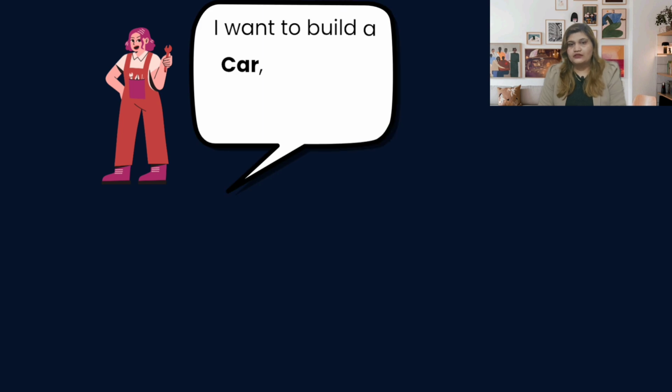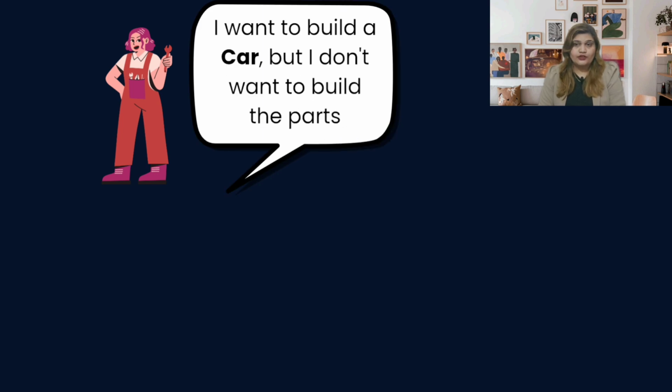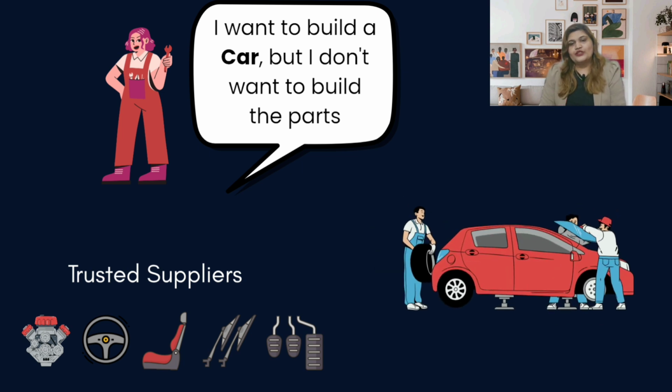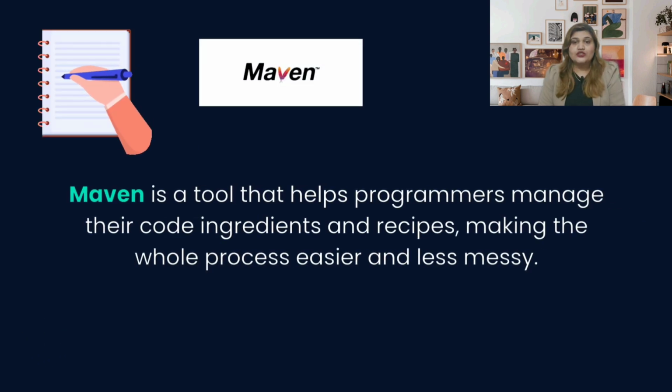Here's a quick example. Say you want to build a car, but you don't want to make the tires yourself. You ask Maven, "Hey Maven, get me tires, engine, and seats from trusted suppliers." Maven then finds the right tires for your car, checks the engine fits your model, and brings all the parts right to your workshop. You just focus on putting the car together. Maven handles the parts. So to wrap up, Maven is a tool that helps programmers manage their code ingredients and recipes, making the whole process easier and less messy. If you think of coding like cooking or building, Maven is your reliable kitchen helper or part supplier.